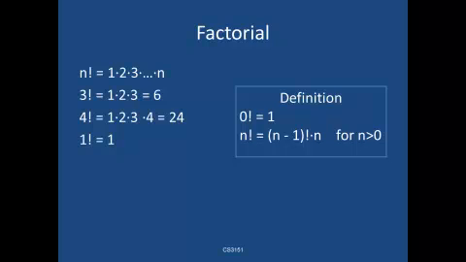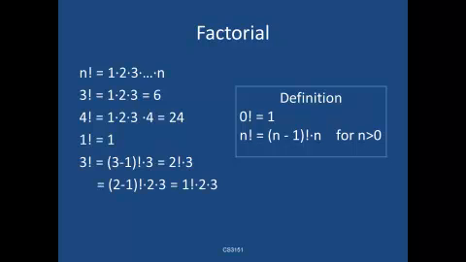If we again compute 3 factorial using the definition, then 3 factorial is computed by 3 minus 1 factorial times 3, which is 2 factorial times 3. 2 factorial is 2 minus 1 factorial times 2 according to the definition. So 3 factorial is equal to 1 factorial times 2 times 3. 1 factorial is 0 factorial times 1. So 3 factorial is equal to 0 factorial times 1 times 2 times 3. Since 0 factorial is 1 by definition, 3 factorial is 1 times 1 times 2 times 3, which is 6.